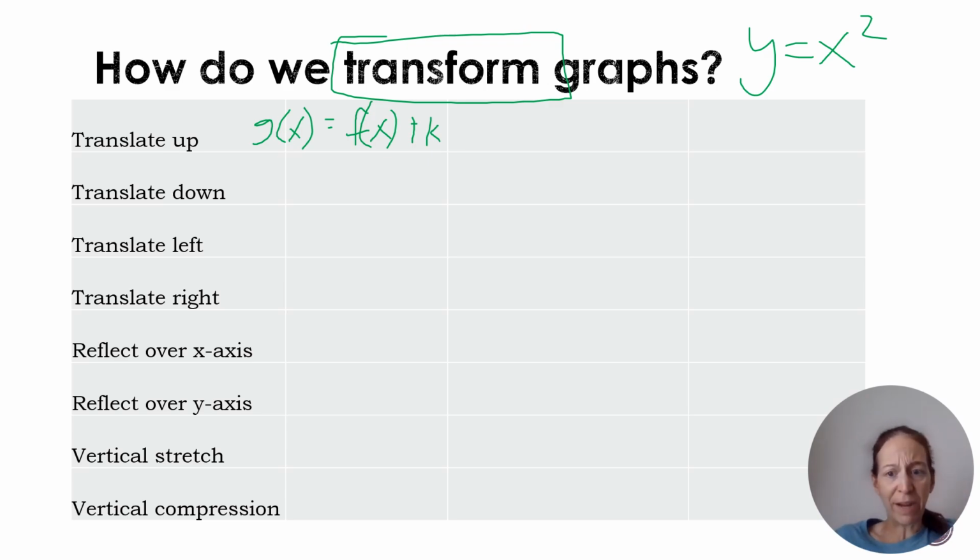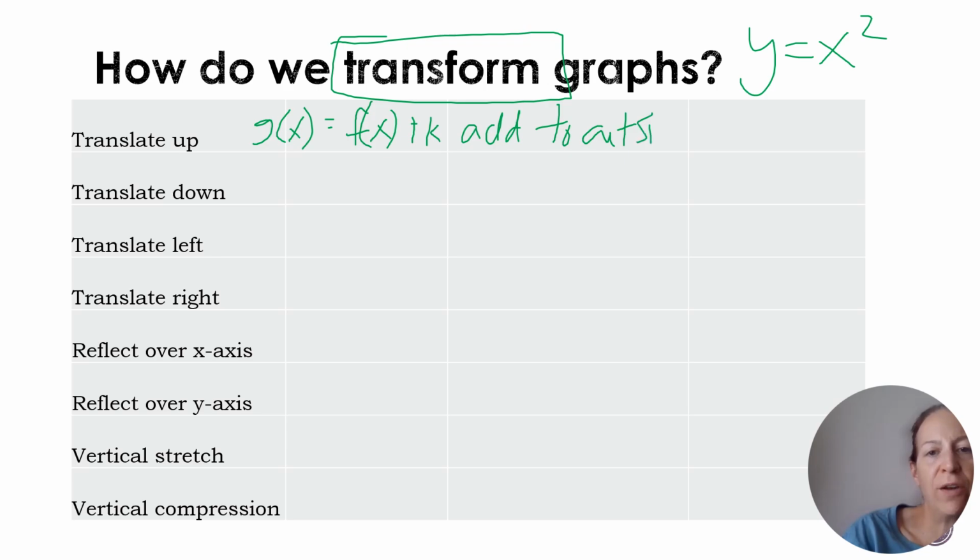If you're having trouble reading my handwriting, I am really sorry, and I'll read it out loud. It's g of x equals f of x plus k. And what we're doing there is adding a number outside. I'll just say add to outside. Usually it will be at the end of the function, but it doesn't have to be. So somebody could say k plus f of x. The key part is that it would be outside of the f of x.